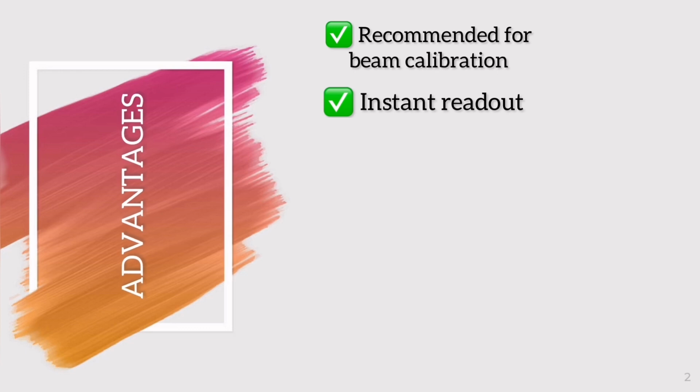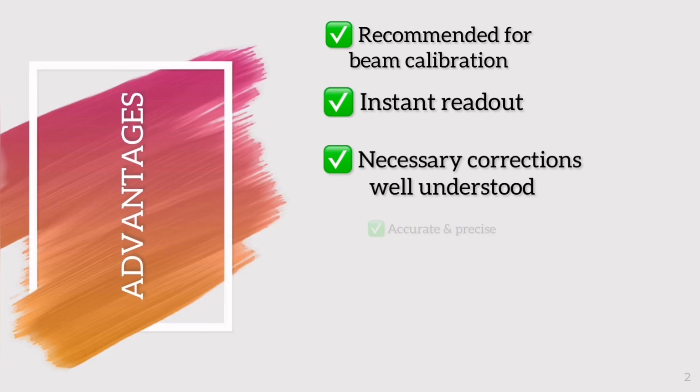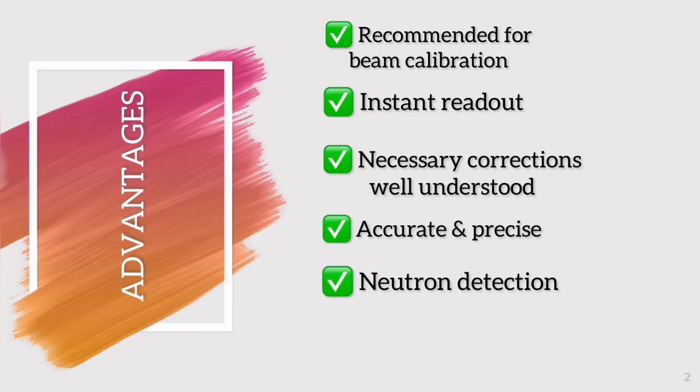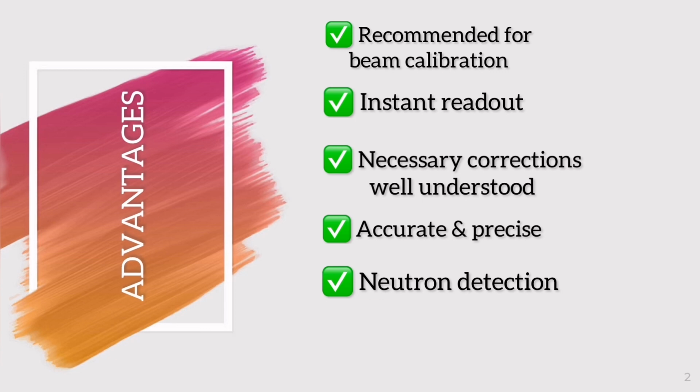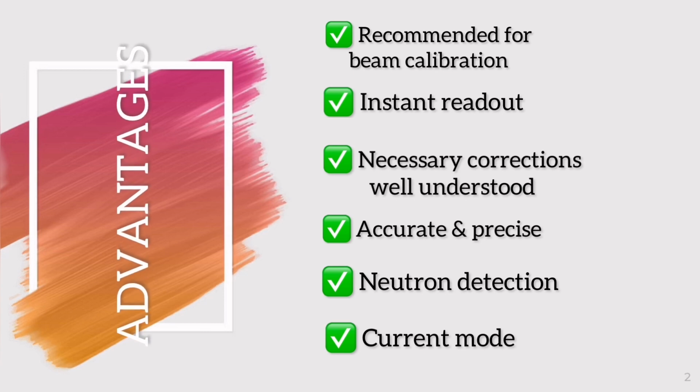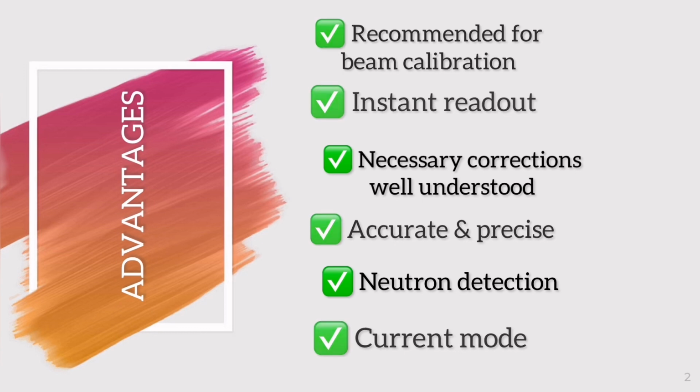It is also that necessary corrections are well understood, and it is accurate and precise in measuring. For the detection of neutrons, we use boron trifluoride gas instead of air in the chamber. Lastly would be the current mode. The ionization chamber has no dead time, for this reason it is used for high radiation dose rates.